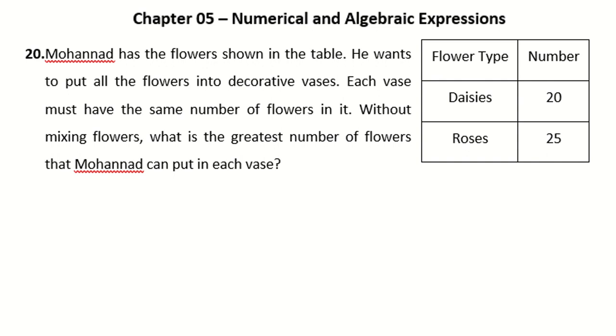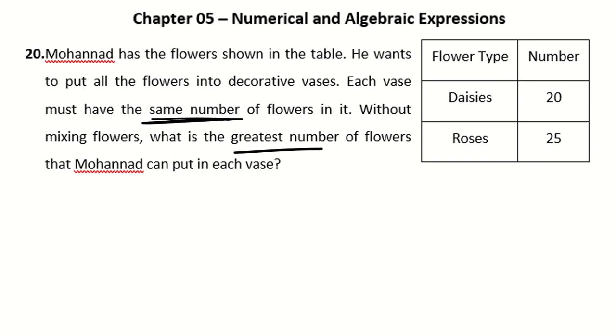Next is, Mohanad has the flowers shown in the table. He wants to put all the flowers into decorative vases. Each vase must have the same number of flowers in it. Without mixing the flowers, what is the greatest number of flowers that Mohanad can put in the vase?